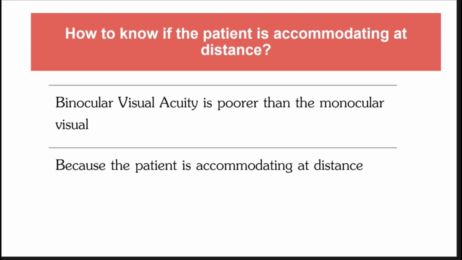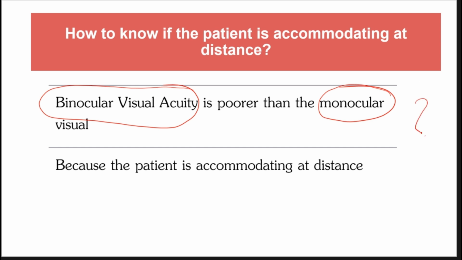You can actually compare their visual acuity tested both binocularly and monocularly. And you will find that when you are testing visual acuity with both eyes open, that is known as binocular visual acuity. And when you're testing visual acuity with one eye, which is how we normally test, that is called monocular visual acuity. And it is seen that binocular visual acuity in these patients is poorer than the monocular visual acuity.